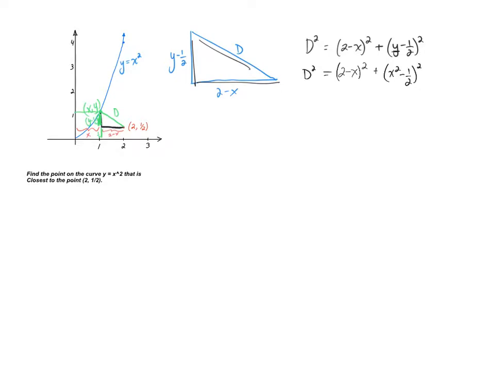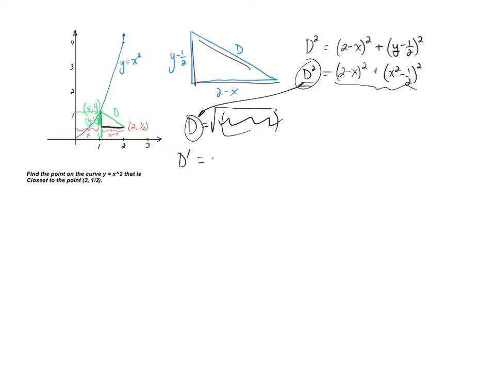Now, we could, if we wanted to, solve for d, which would be the square root of all this stuff, and then find d prime and do our thing. However, we talked a little bit in class about how, in order to make a distance small, it's sufficient to make the square of that distance small. In other words, if you get the square of this thing to be as small as possible, I guarantee you the value that makes this small will make d small, because you're just taking the square root of it. So the square root of a small number is going to be a small number.